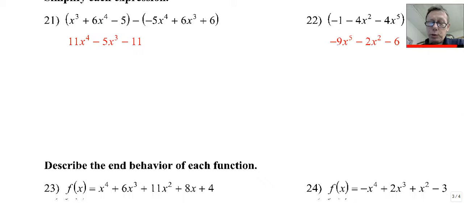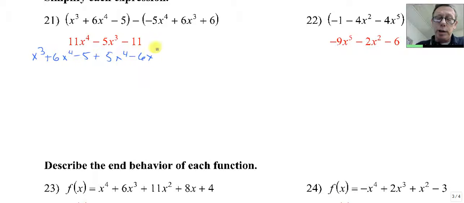Here I have a subtraction of some polynomials. So what we're going to do here is distribute the subtraction sign in. So I'll have x cubed plus 6x to the 4th minus 5. Now the subtraction will distribute to this negative 5x to the 4th, making that plus 5x to the 4th. The subtraction will distribute to 6x cubed, making that minus 6x cubed, and the subtraction distributes to the 6, giving me a minus 6. Let's combine like terms.